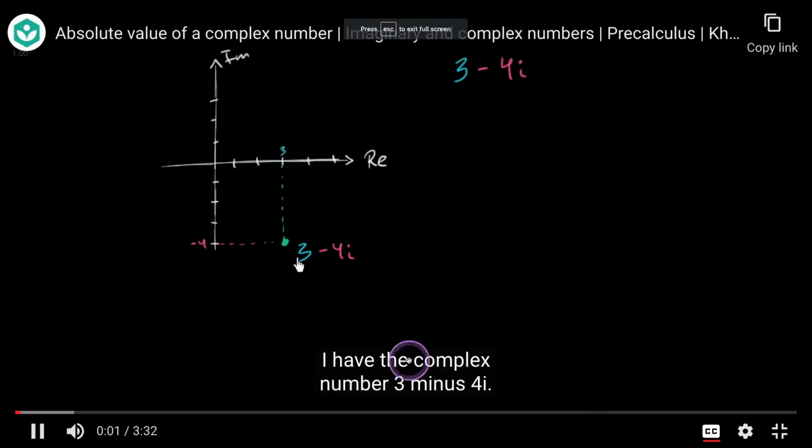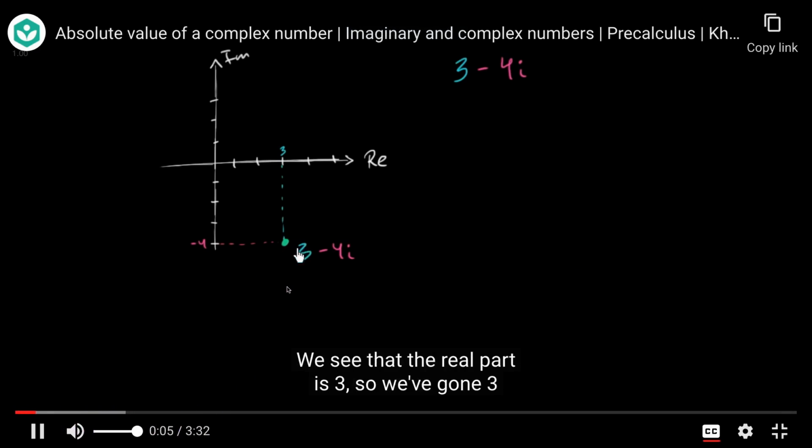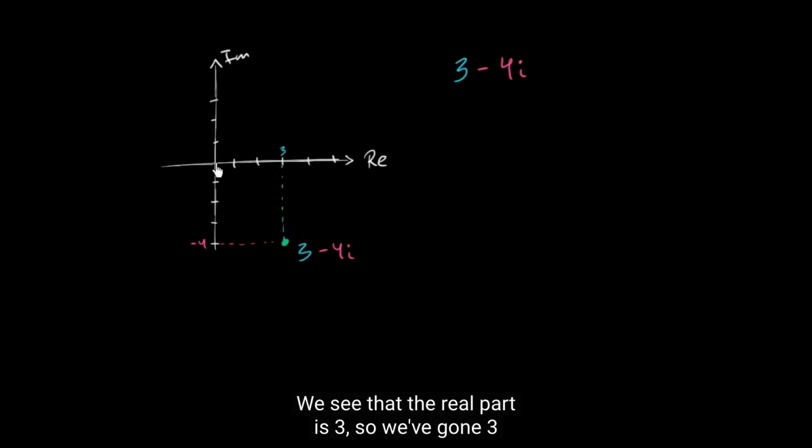I have the complex number 3 minus 4i. I've plotted it on the complex plane. We see that the real part is 3. We've gone 3 along the horizontal axis, or the real axis. And the imaginary part is negative 4. So we've gone down 4 along the vertical axis. So this right here is the point 3 minus 4i.